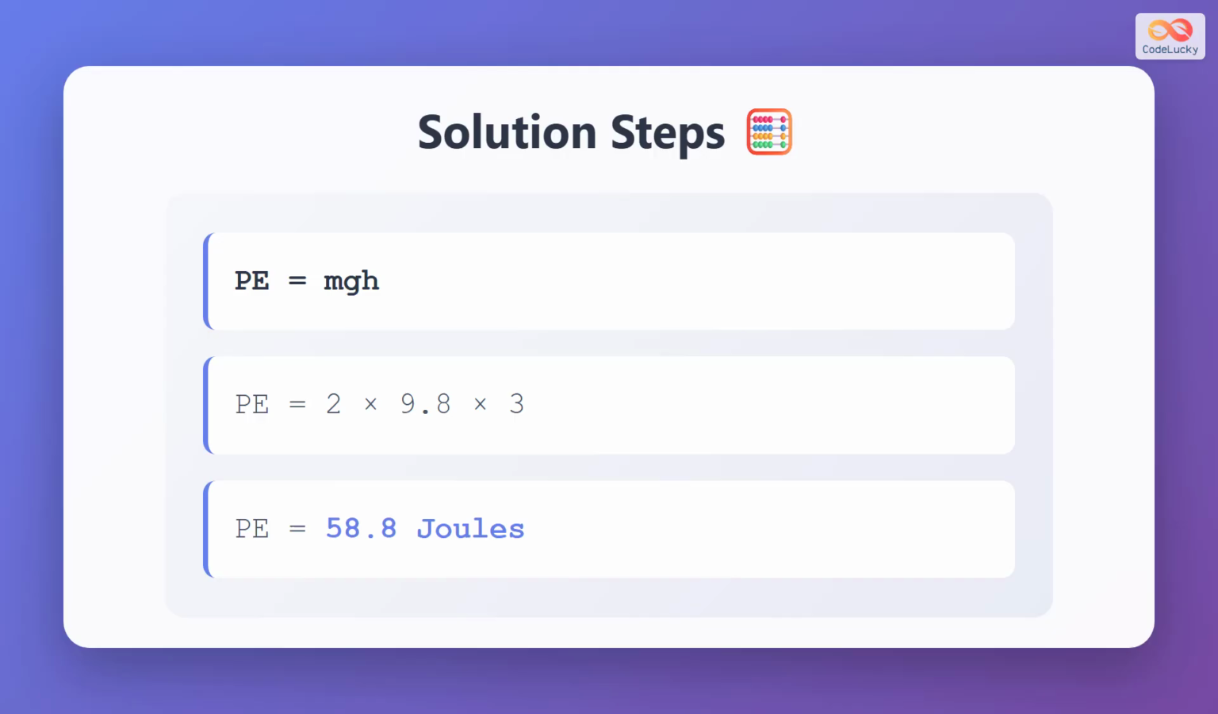Here's how we solve it step by step. We start with our formula. Pe = mgh. Next, we substitute our known values. Pe equals 2 times 9.8 times 3. Now we just multiply these numbers together. 2 times 9.8 equals 19.6. Then 19.6 times 3 equals 58.8. So our final answer is Pe equals 58.8 joules. The book on the shelf has 58.8 joules of gravitational potential energy stored in it.